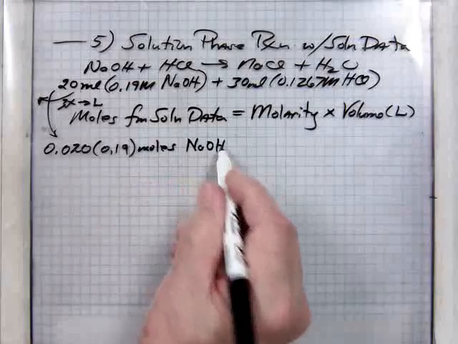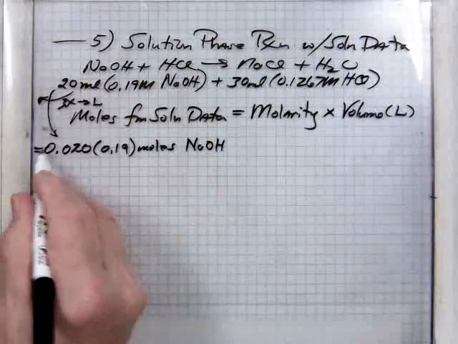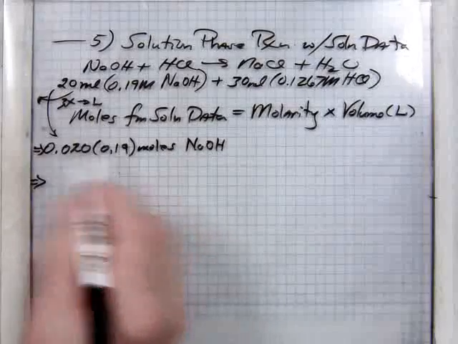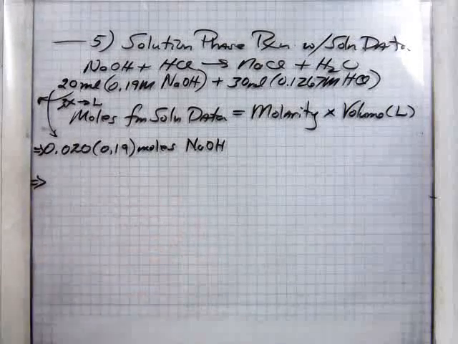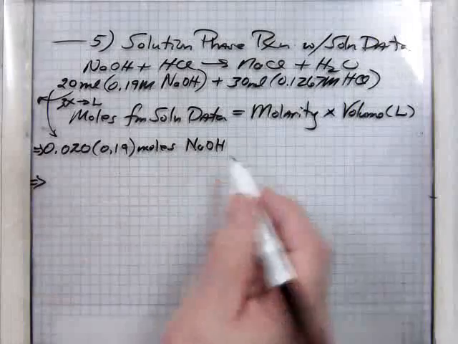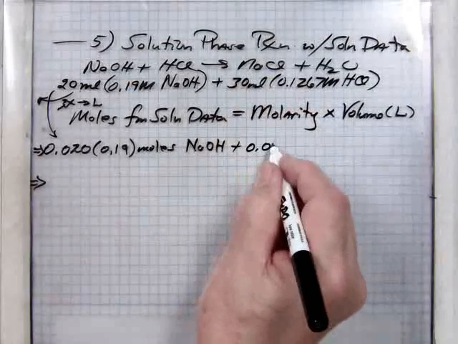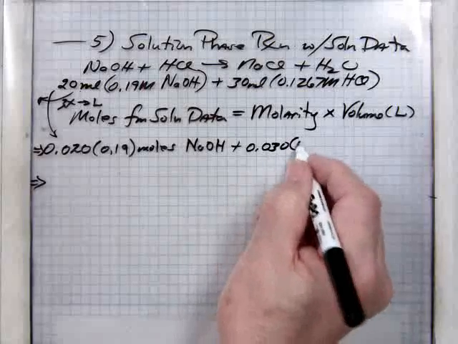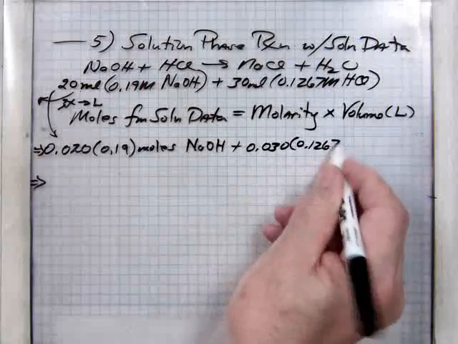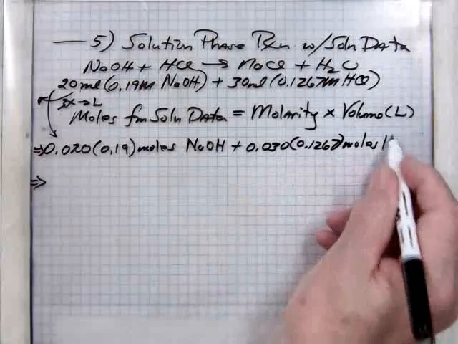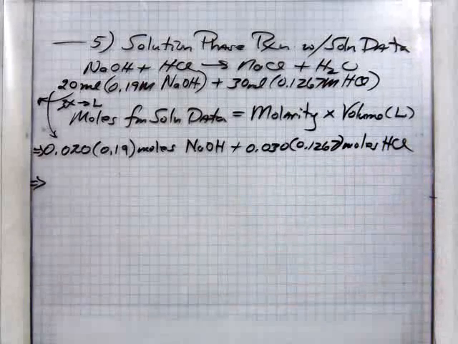And then when you calculate it for the next row down here, you just multiply those and put it right there, and you'll have your moles of your sodium hydroxide. Plus 0.030 times 0.1267 molar gives you moles of the hydrochloric acid, like that.